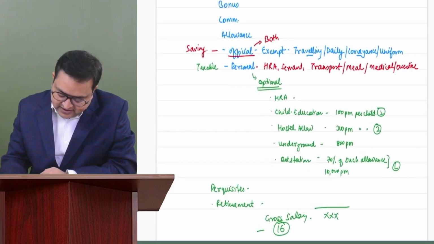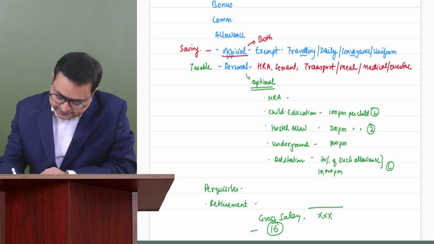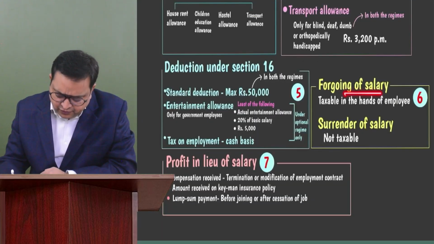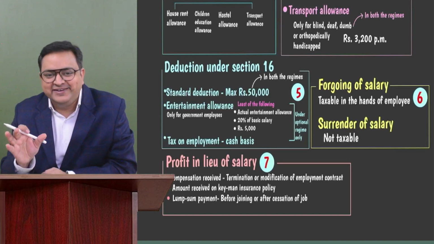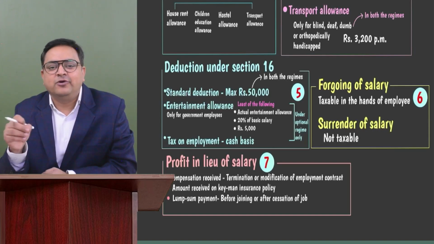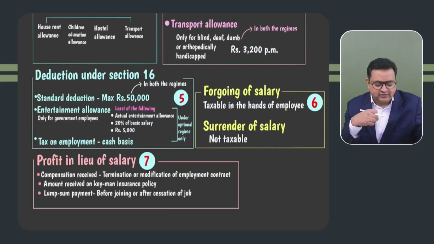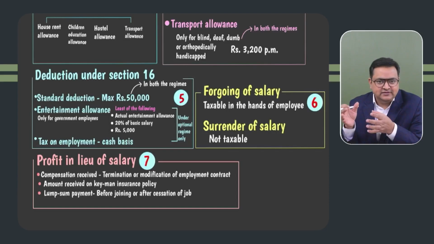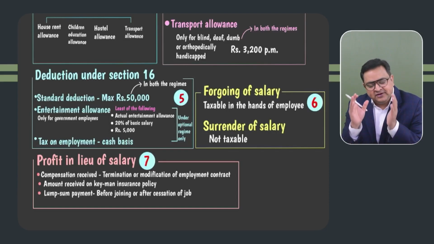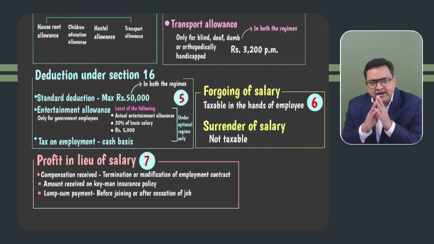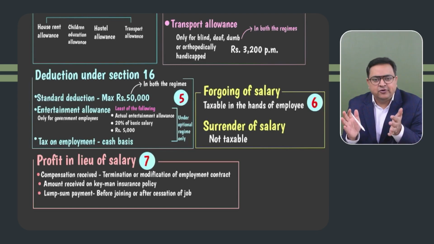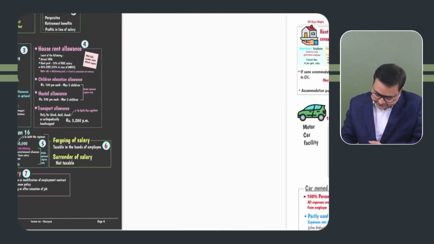Now let us understand more about perquisites. Foregoing of salary you will not get in your examination, but what does it mean? Foregoing of salary means when you don't take your salary yourself and divert it to someone else, it will not make any difference. It will be taxable in your hands. What does surrender of salary mean? Surrender of salary means you say, I will not take salary at all. Then it will not be your income. But foregoing of salary is your income.